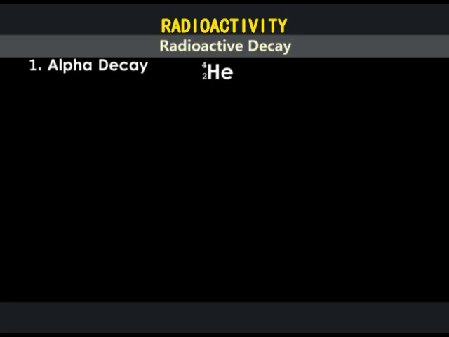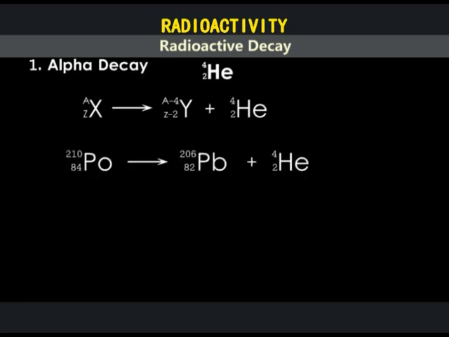number by 2. So if a parent nuclide X with mass number A and atomic number Z undergoes an alpha decay, we shall have a daughter nuclide Y with mass number reduced by 4, that is A minus 4, and atomic number reduced by 2, Z minus 2, plus an alpha particle which is essentially a helium nucleus. Notice that the daughter nuclide is completely different from the parent. To identify the daughter nuclide, we simply check the new atomic number from the periodic table. For example, polonium undergoes alpha decay to form lead as shown here.